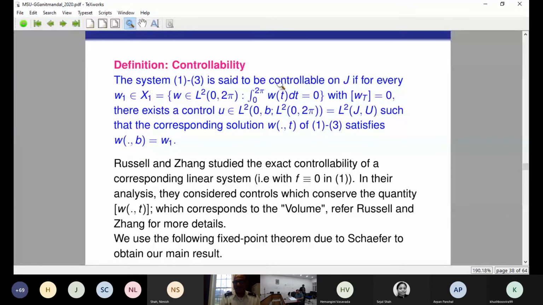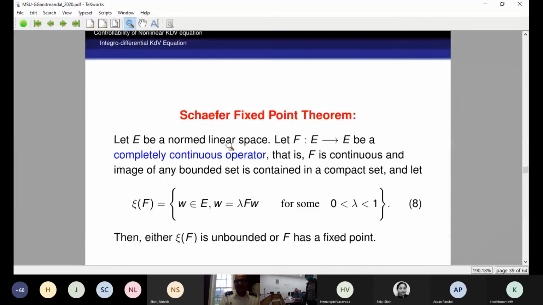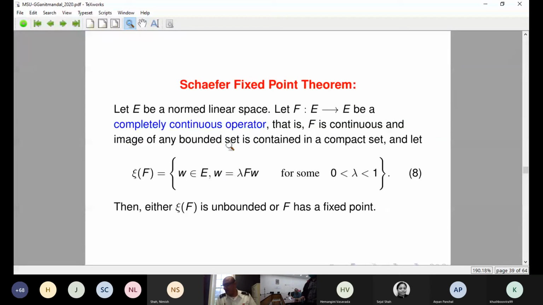System 1, 2, 3 is said to be controllable over J if for every W1 in X1, with W(T) equal to 0, there exists a control U in L2 such that the corresponding solution W(X,T) of system 1, 2, 3 satisfies W(B) equal to X1. Here I use the Schaefer fixed point theorem. It says that let E be a normed linear space and the map F from E to E be a completely continuous operator.